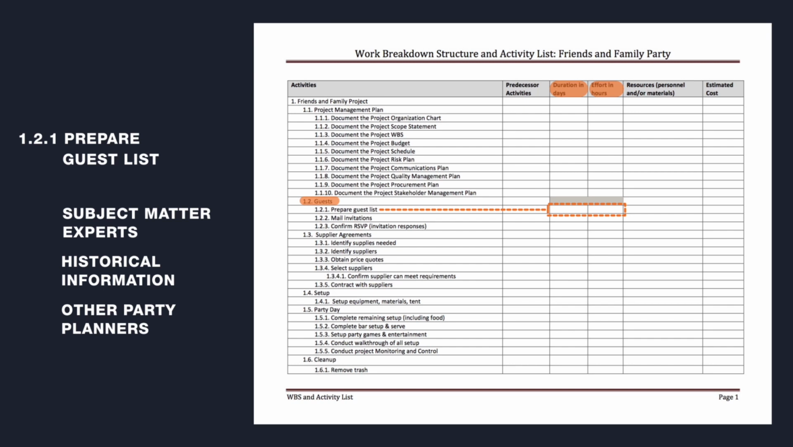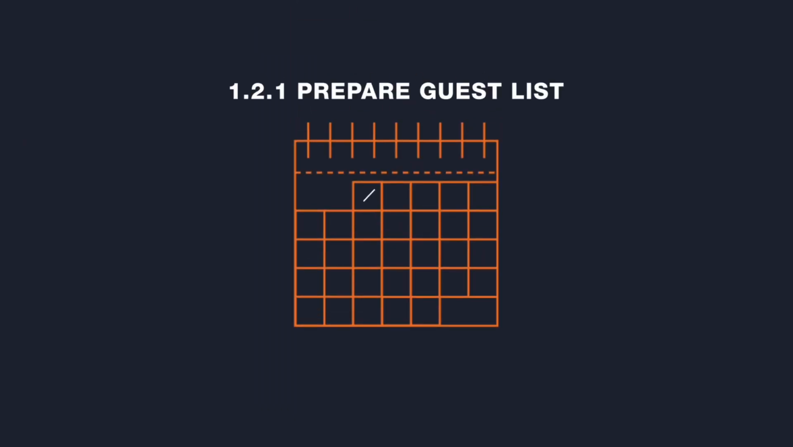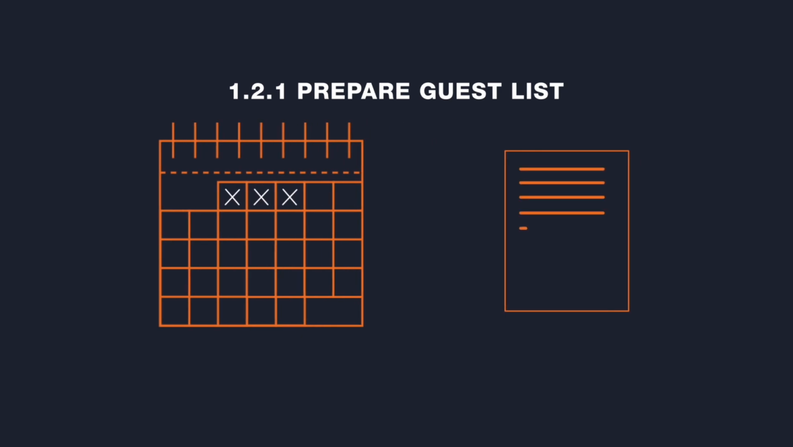Looking at the guest portion of our WBS using one of the methods above, we can estimate the duration of these activities. The Prepare Guest List activity will likely take a few days, as it requires someone to assemble a list of names, perhaps review those names with others, look up contact information, and confirm the list. Realistically, we could prepare the guest list in 5 days.